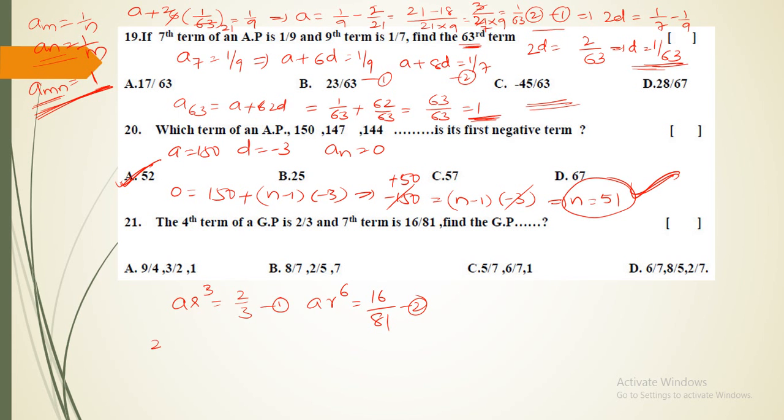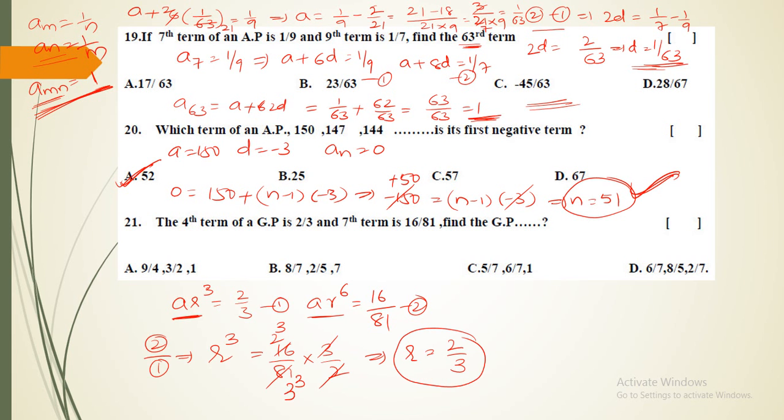So dividing equation 2 by 1, what am I going to get? A into R power 6 by A into R cube gives me R power 3 is equal to 16 by 81 into, this 2 by 3 will become 3 by 2. Next, this 2 in 16 divides 2 cube times, and this 3 in 81, 27 times. 27 is nothing but 3 cube. So clearly R is equal to 2 by 3. So the value of R is 2 by 3.